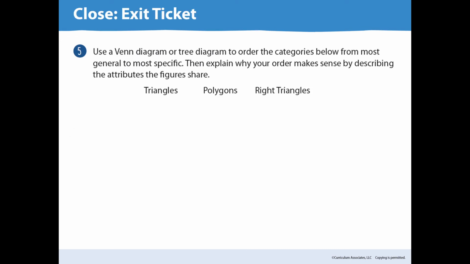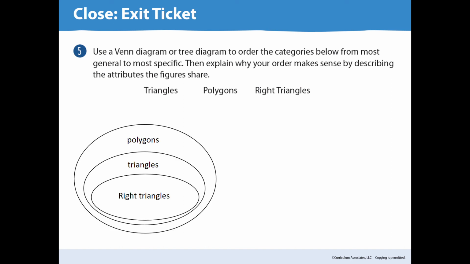Number 5, use a Venn diagram or a tree diagram to order the categories below from most general to most specific. Then explain why your order makes sense by describing the attributes the figures share. So I would like you to pause and give this a try. And when you have your answer written down in your workbook, then press play and I will show you what I have.